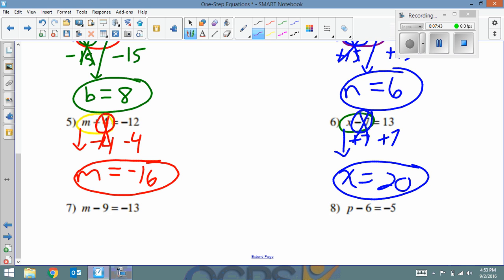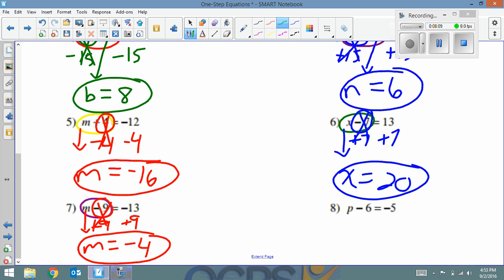Okay, again, we're going to find our letter side with the letter, circle it. Then we're going to find the number that goes with that letter, which is there. Right now that number is negative 9. The opposite of negative 9 is being positive 9. And whatever I do to one, I have to do the other. And bring down that m, so I get m equals negative 4.